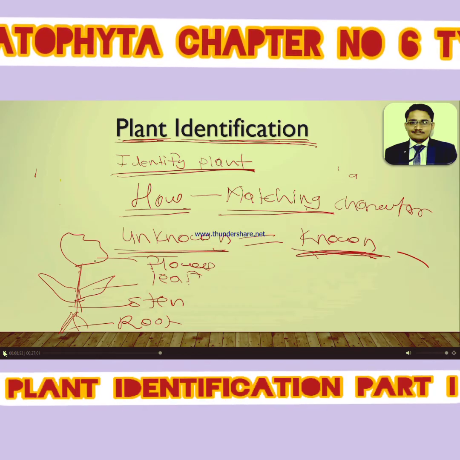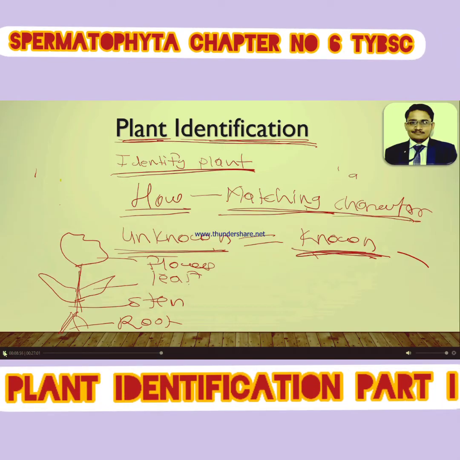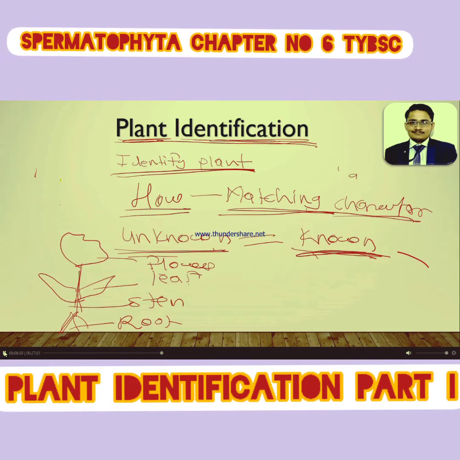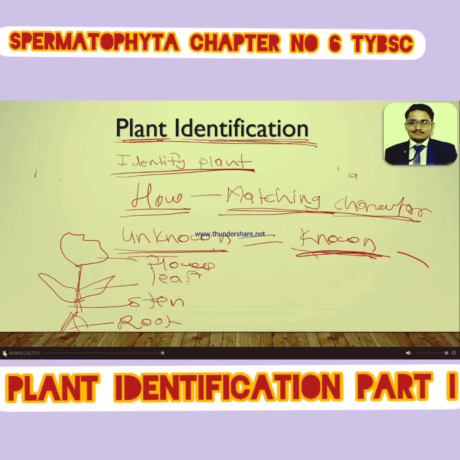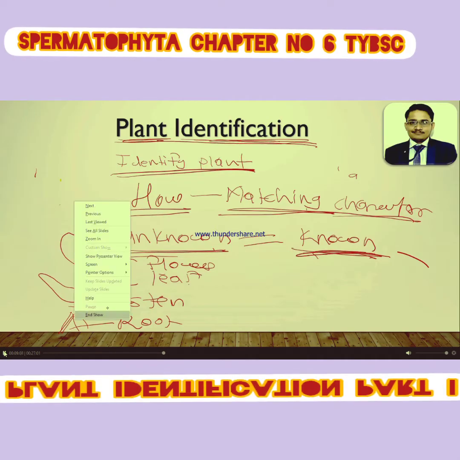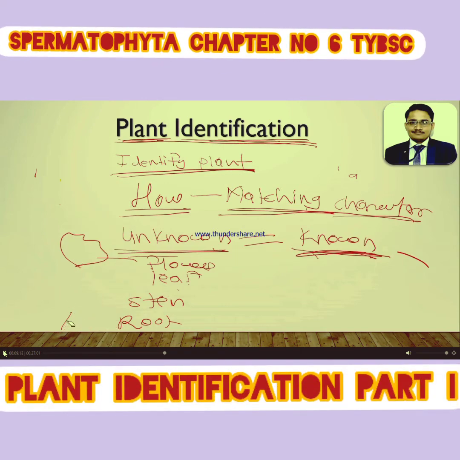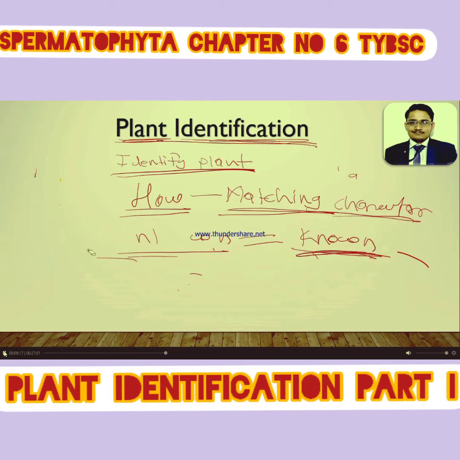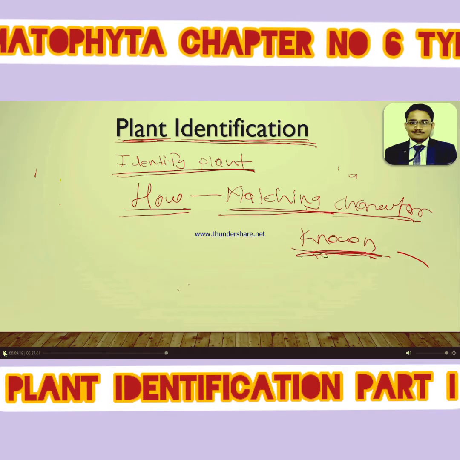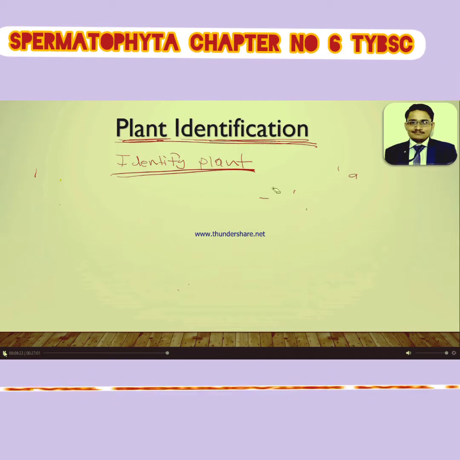That is the first technique. It is known as matching the characters of an unknown plant with a known plant. In this way, plant identification is done by the first way. I hope you understand the first technique of plant identification, that is, by matching characters.